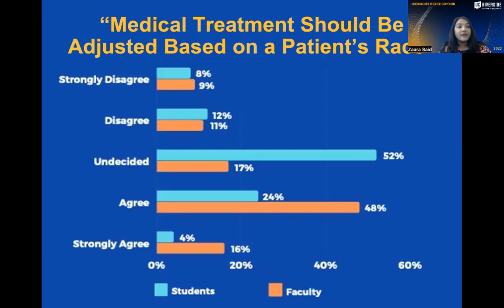So for this next figure, it shows responses to the statement that medical treatment should be adjusted based on a student's race. Listed in blue are the student responses, and in orange are the faculty responses. Student responses were largely undecided, with 52% of the participants choosing this answer. In contrast, the faculty responded that they mostly agreed with the statement.